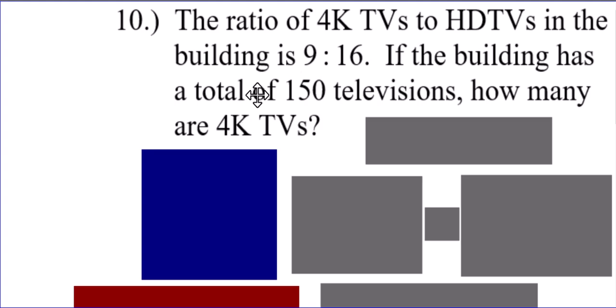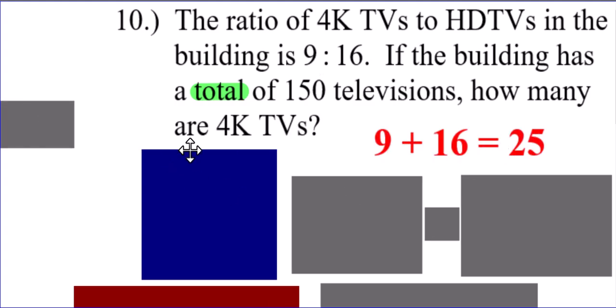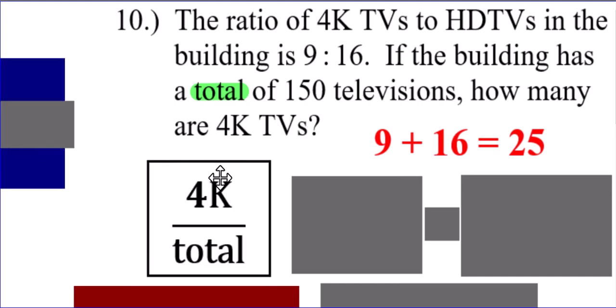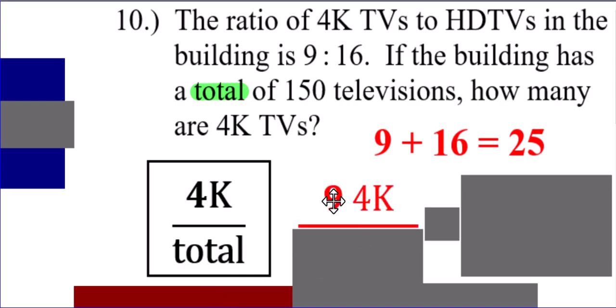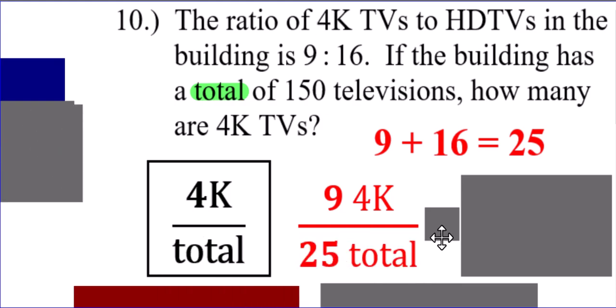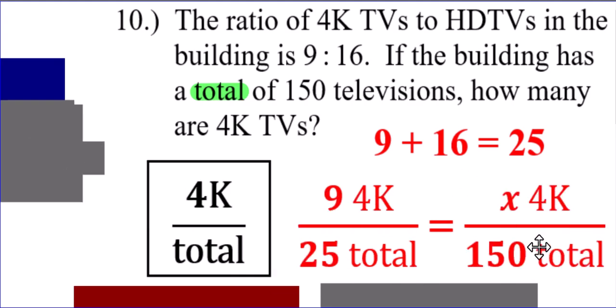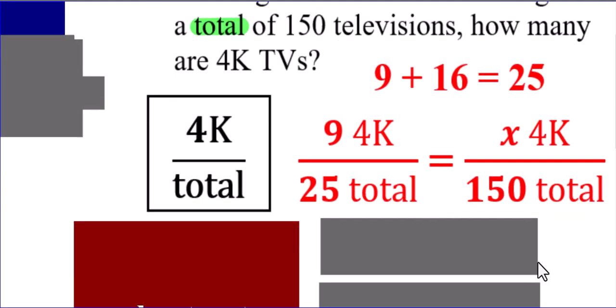Here we go. This problem does talk about a total of 150 televisions. So what was the ratio's total? 9 plus 16 makes 25. But they're asking how many are 4K, so I only need 4K's number from the original ratio and the total. 4K's number was 9, because it was 4K to HD TV, and 4K was first. 25 is the total. Set it equal to unknown X, 4K out of a total of 150.